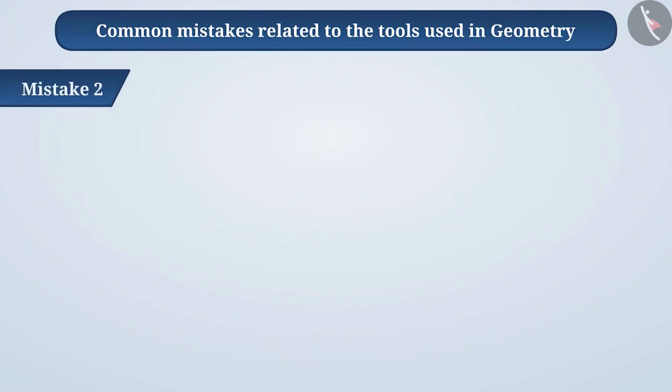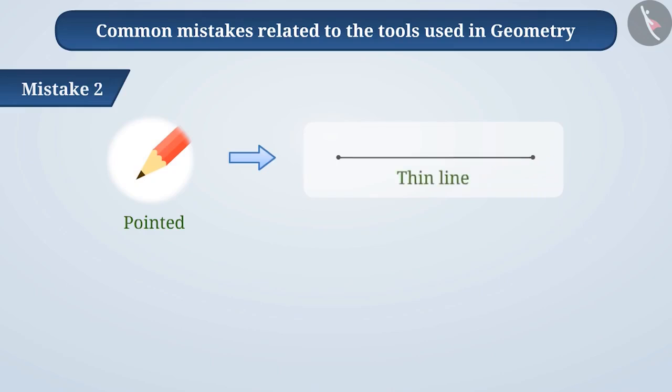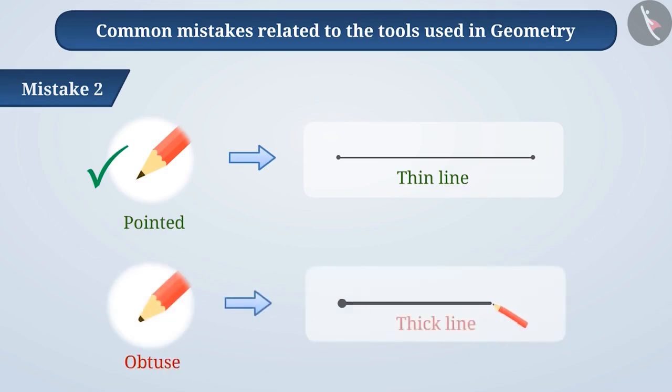Mistake 2. Some students don't keep sharpened pencils. Keep in mind, the more the pencil is pointed and sharp, the thinner the line will be and the less likely it is to make mistakes while constructing the shape of geometry. But if the pencil is not pointed enough, then the line will be thick, which will increase the chances of making a mistake while constructing a shape.